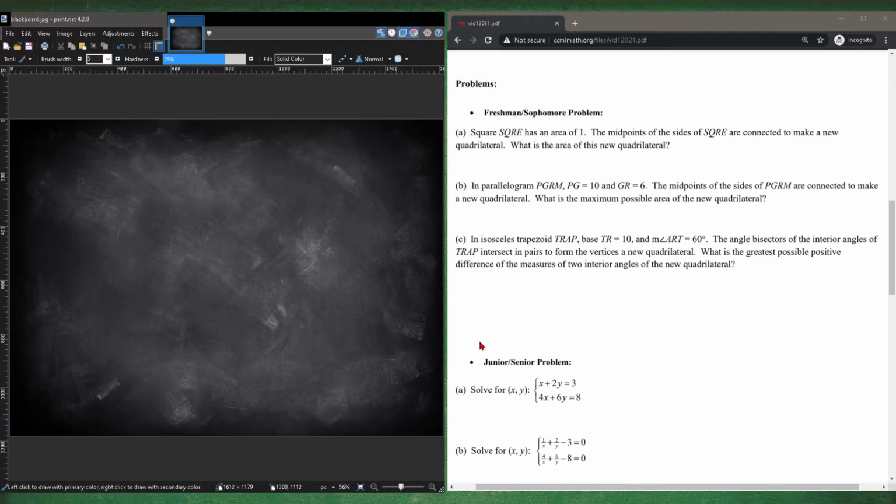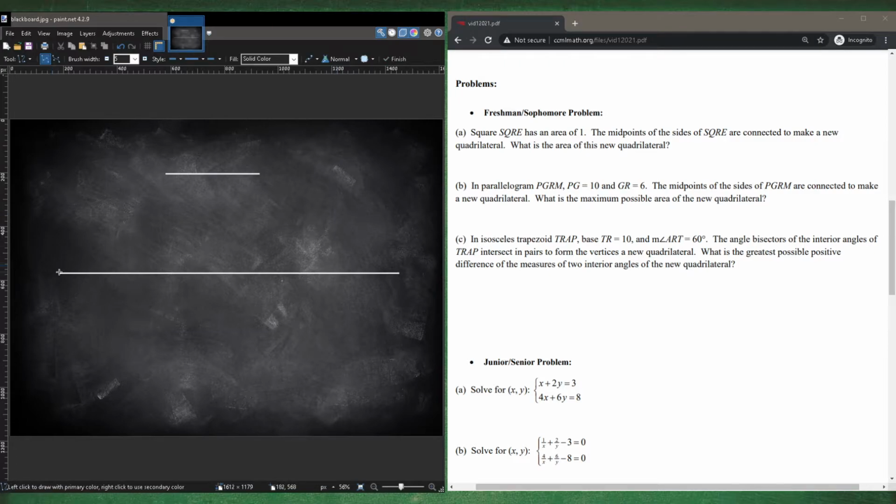Okay, question C. An isosceles trapezoid TRAP, base TR equals 10, and angle ART is 60 degrees. The angle bisectors of the interior angles of the TRAP intersect in pairs to form the vertices of a new quadrilateral. What's the greatest possible positive difference of the measures of the two interior angles of the new quadrilateral? So what we could do is make a trapezoid, and specifically an isosceles trapezoid.